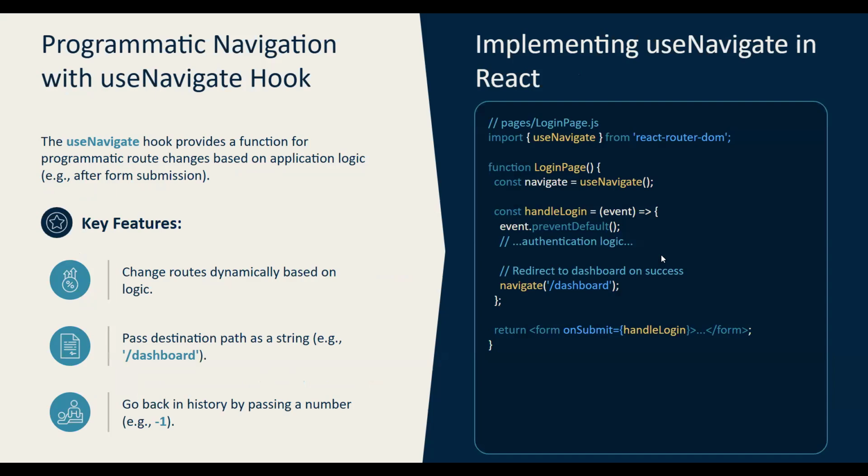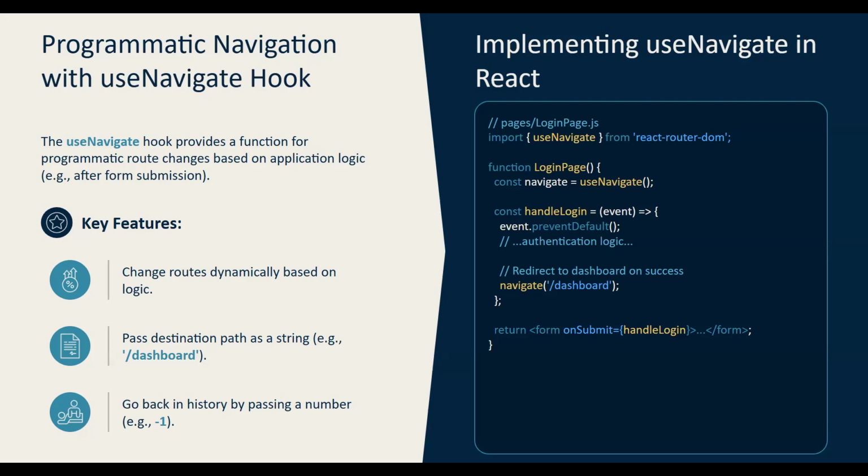Now, let's take a closer look at programmatic navigation, because sometimes users don't move to a new page just by clicking a link. There are cases where navigation happens because of application logic, like after a form submission, or after a successful login, or after completing some action on the website. So this is where you would want to use a hook called useNavigate. It gives us a function that allows us to change routes directly from our code.